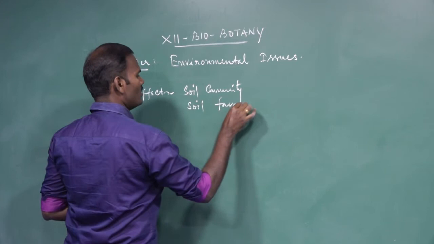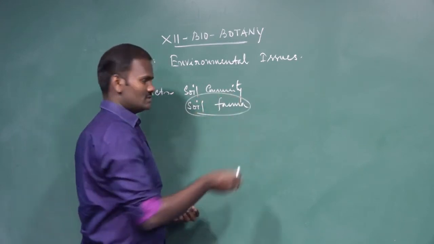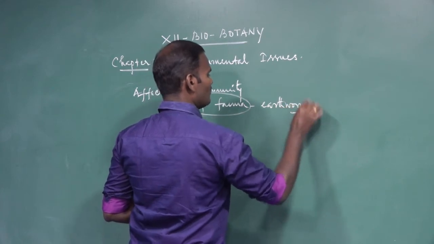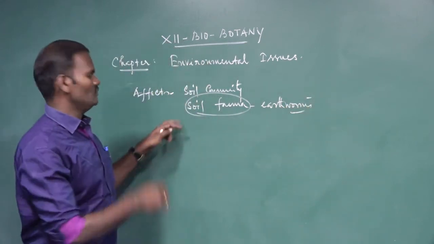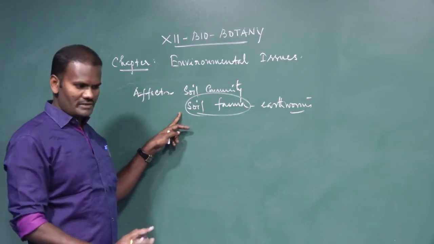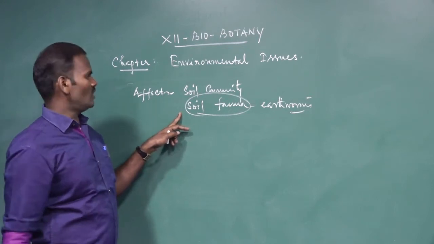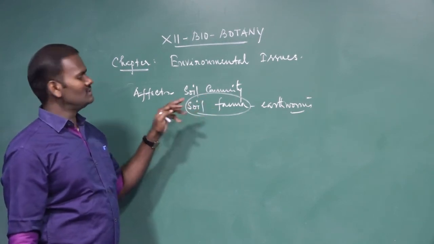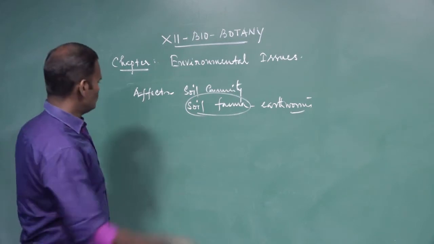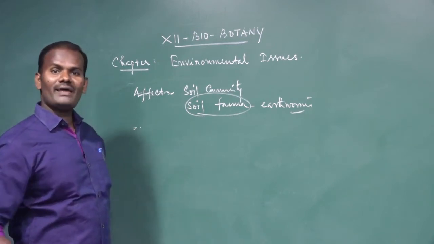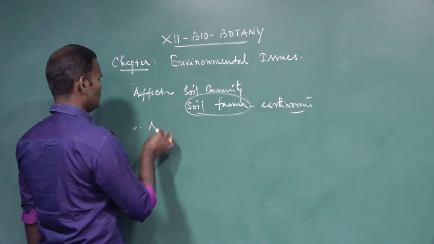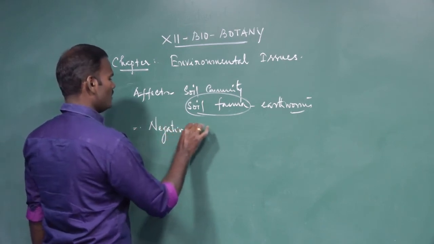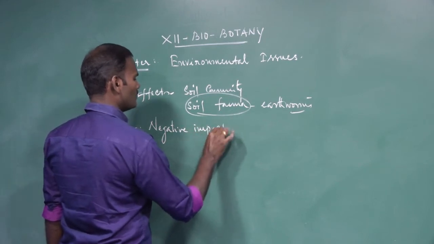You know what is called fauna? Soil organisms, soil animals, for example, earthworms. Earthworms also get affected because certain aggressive invaders alter the nature of the soil, so automatically the soil community also gets altered. As a result, soil fauna, even soil animals, also get affected. So it is one of the negative impacts on decomposition. These invasive species have a negative impact on decomposition.